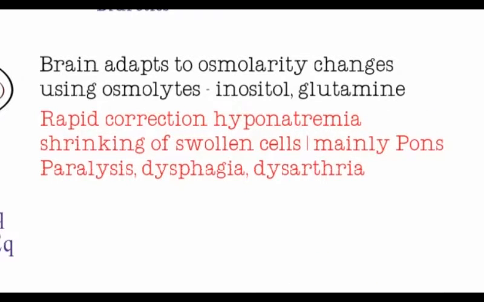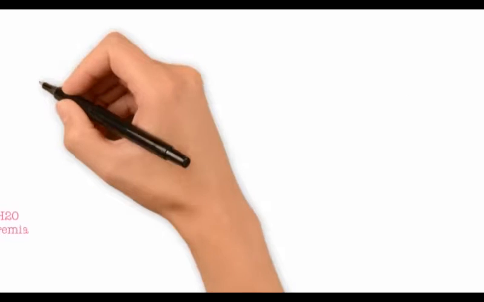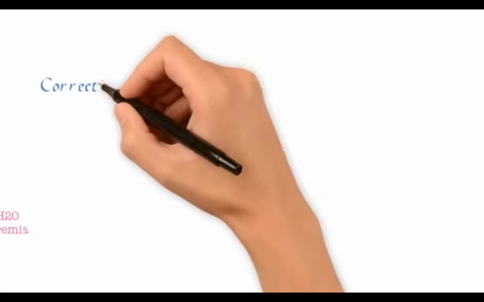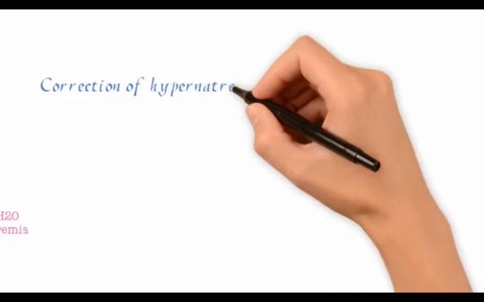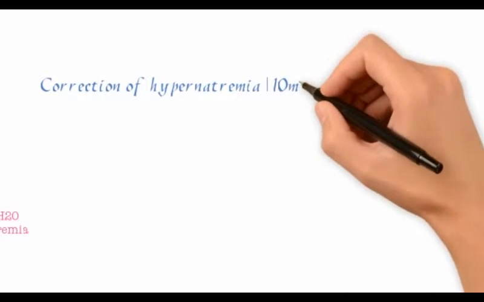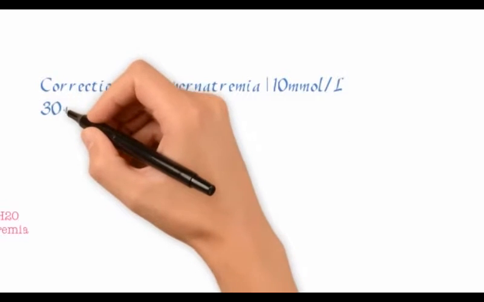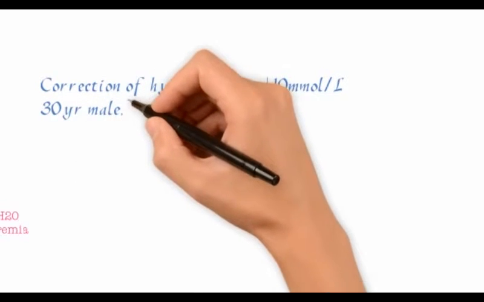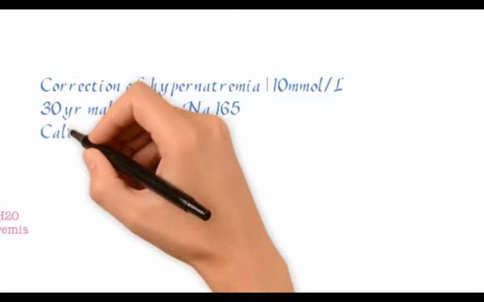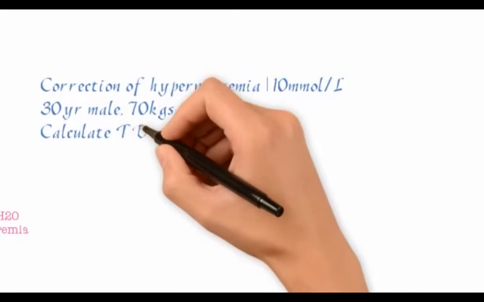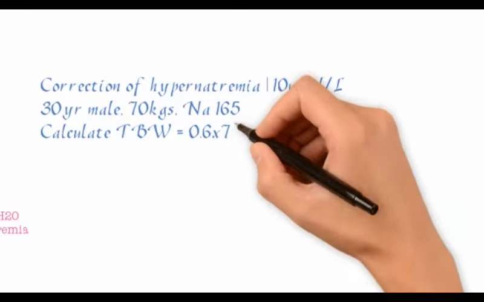To prevent central pontine myelinolysis, one would correct hypernatremia very slowly so that there is a reduction of 10 millimoles of sodium per liter per day. In a 30-year-old individual having a body weight of 70 kilograms and sodium of 165, we calculate the total body water by taking 60% of the body weight. Therefore, it is 42 liters.